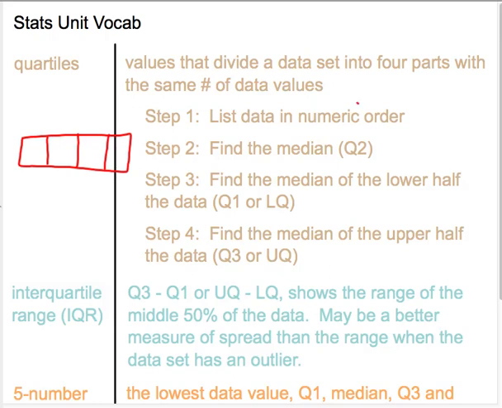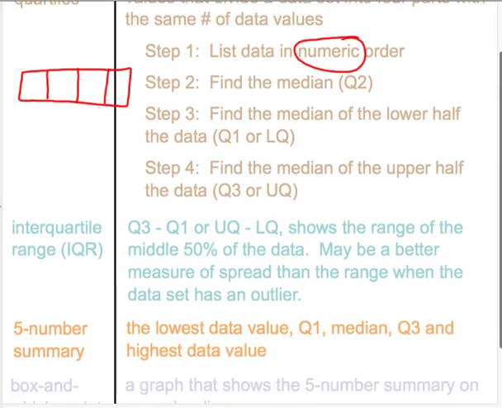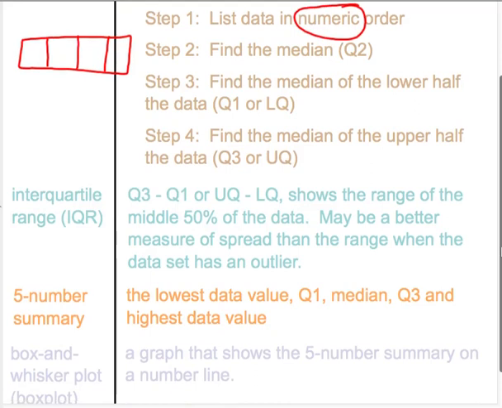So the way that we do that is we put the data in order, least to greatest. That's what numeric means. Find the median, which we already know how to do. That's the middle number. It's also called quartile 2, but really we just refer to it as the median. Then you find the median of the lower half of the data, and that's referred to as quartile 1 or lower quartile. And then you find the median for the upper half of the data, and that is called quartile 3 or the upper quartile.